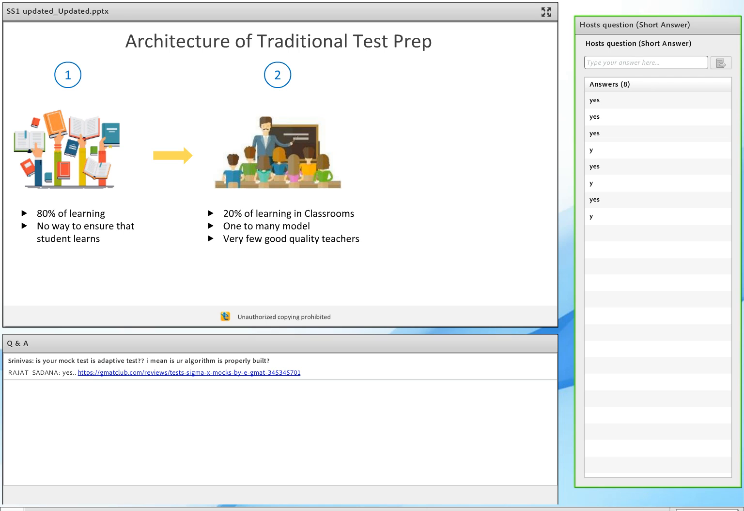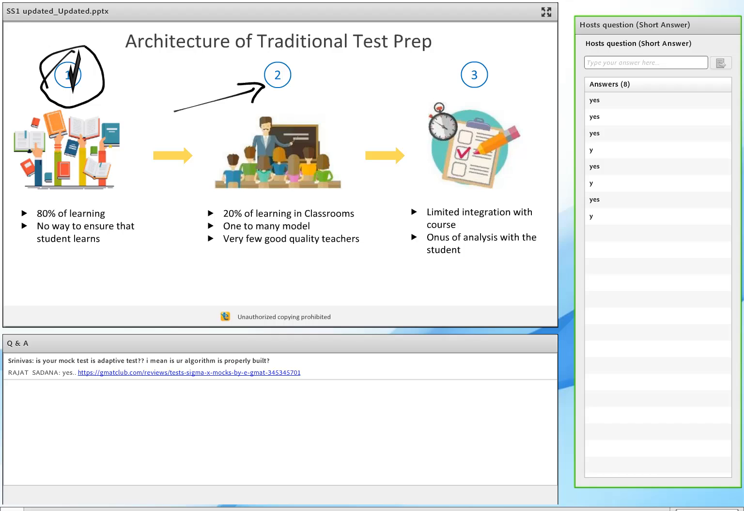Now, there are very few good instructors, but even when there is a good instructor, you don't have the tools to measure how well each one of you is learning. And if you have a bad foundation in step number 1 over here, then what you're going to find is that you would struggle over here. Then you go on and take assessments, and that's really, frankly, the first ever exposure to truth. That's the first time you get feedback as to how well you're doing. Now you take a mock test, you get a certain score, and more often than not, the score surprises you. Now, even when that surprises you, you have to figure out what do you do next, because there's very limited integration with the course. And this entire onus of analysis, most of the time, is with the student.